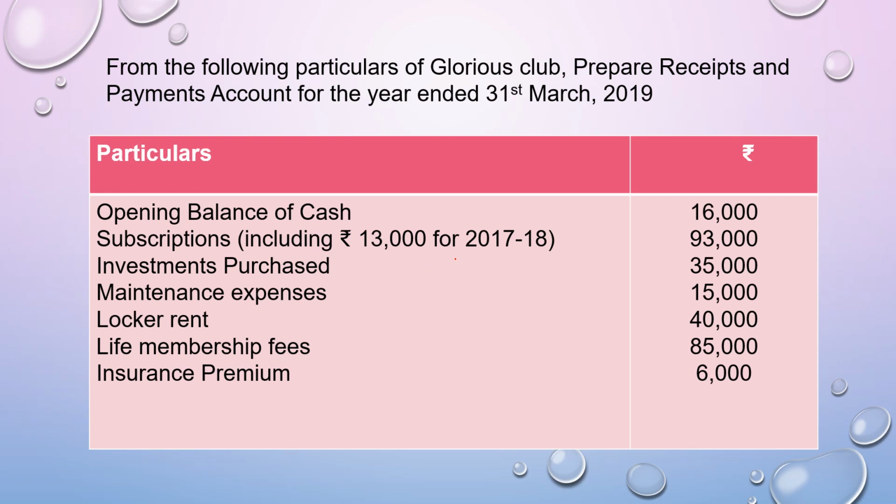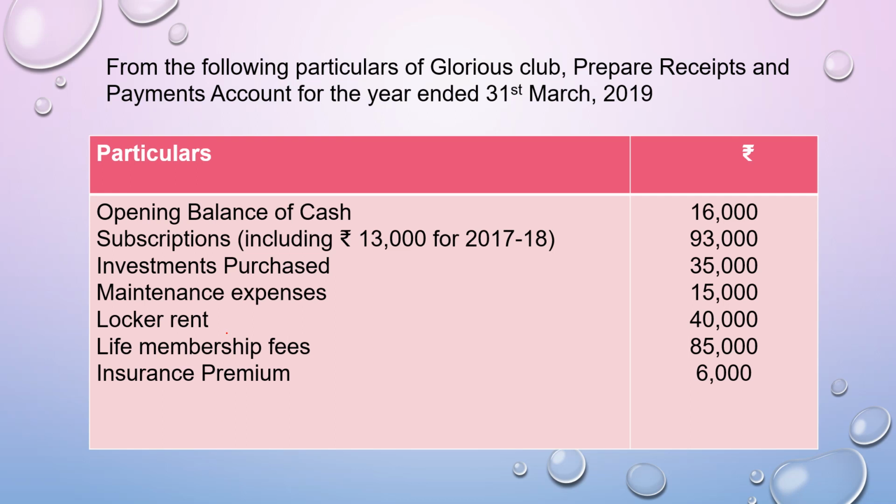Subscription including 13,000 for 2017-18, 93,000. So 93,000 includes 13,000 related to 2017-18, which means the rest, 80,000, relates to 2018-19, that is the current year. Investments purchased, it's a payment, 35,000. Maintenance expenses, it's a payment of 15,000.